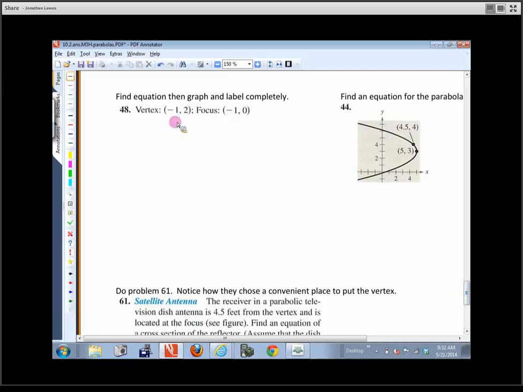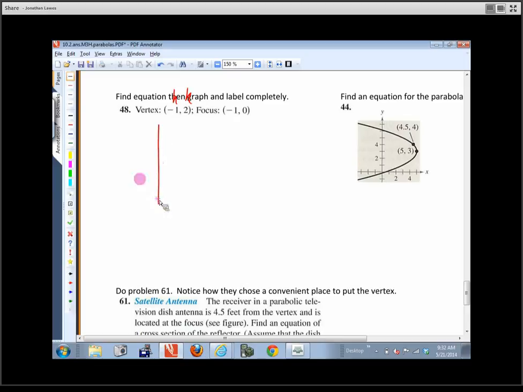So it says the vertex is at -1, 2. So we know that's got to be H and that's got to be K. It tells us what the focus is. That's not really part of the equation, but it can help us figure it out. So let's think about this for just a second. -1, 2, and -1, 0.